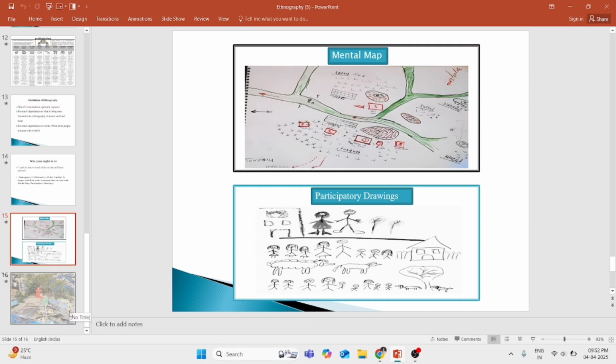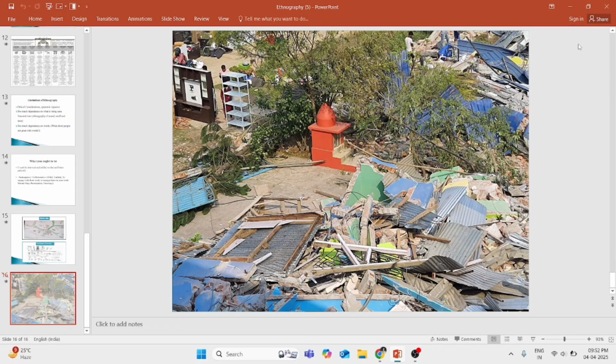So in conclusion, we can say that ethnography remains a very powerful tool in understanding societies from within, capturing the depth and richness of human experiences.